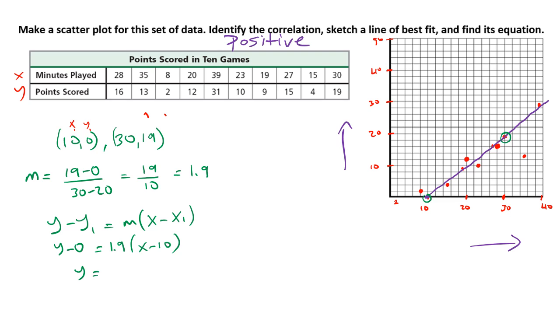So y is equal to 1.9x minus 19. 1.9 times 10 made 19. It looks like we have found our equation in slope-intercept form. We have found the slope, and we have determined a positive correlation, and as you can see with the positive correlation, our slope is also positive.